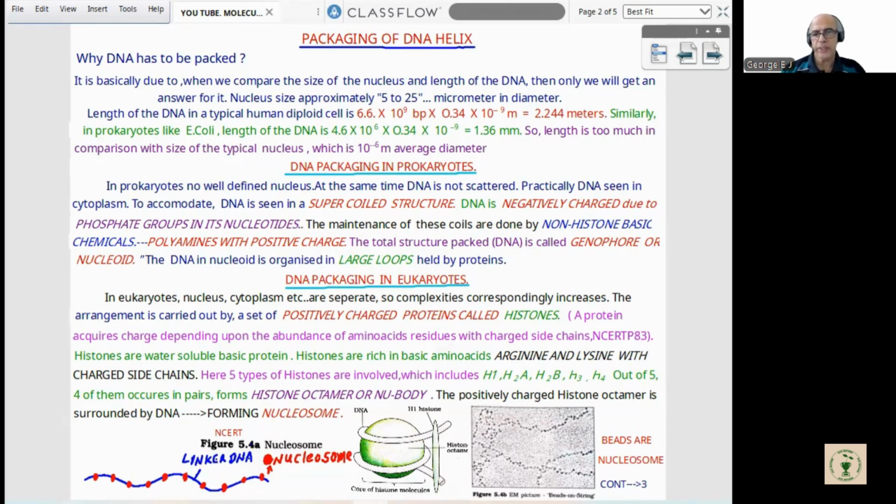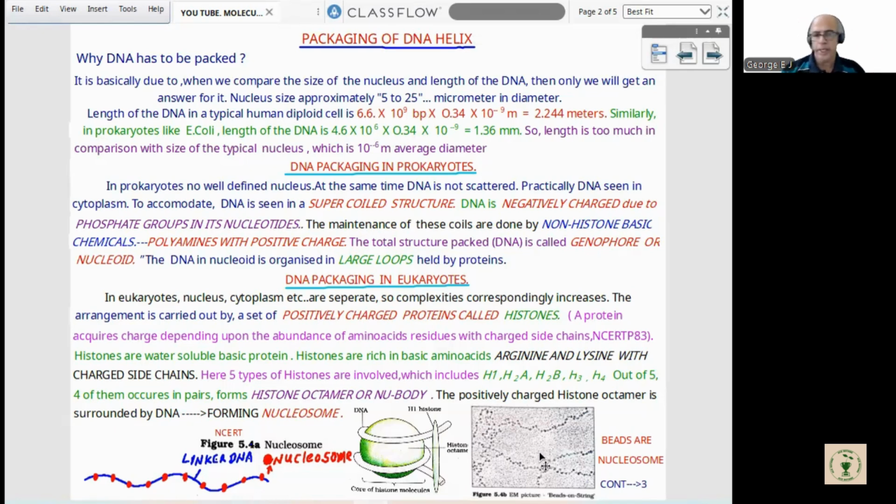The positively charged histone octamer is surrounded by DNA. See, this is DNA, this is histone octamer. So it is a diagram-based question, the previous NCERT diagram was different. Here is the new NCERT diagram, the previous one was different. And here you can find linker DNA, that is H1. I marked here, and this red is the nucleosome, the total assembly. The histone octamer alone is called the new body. The total structure, that is the positively charged histone octamer surrounded by DNA, is called the nucleosome.